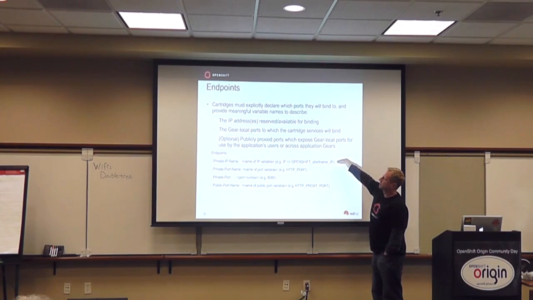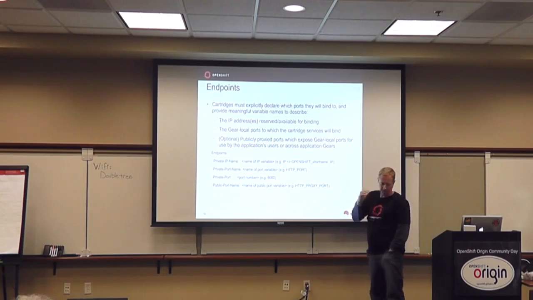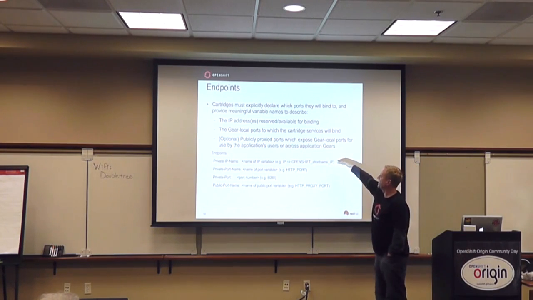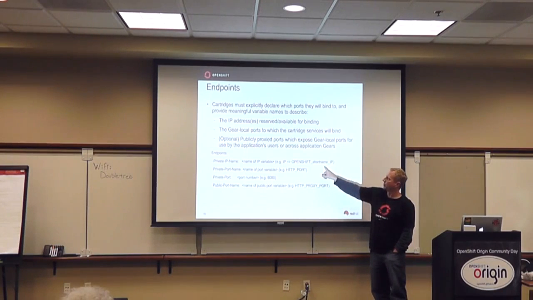So when you go and define an endpoint out there, you say, hey, I want to define this private IP name. I just call it IP, and what the node's going to do when you define all this stuff is create all these environment variables that your application can then go use.